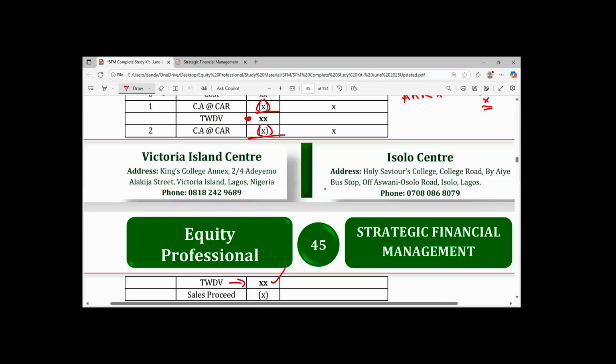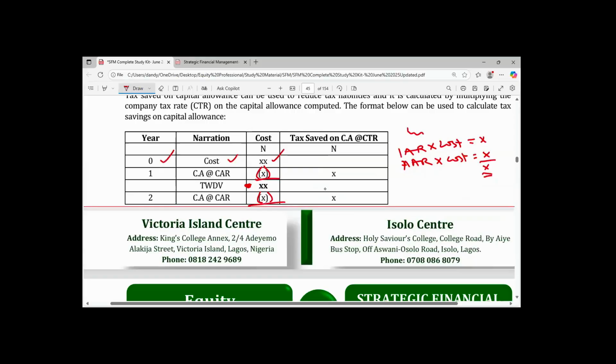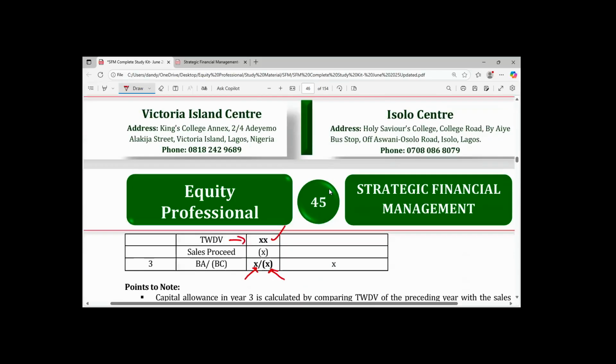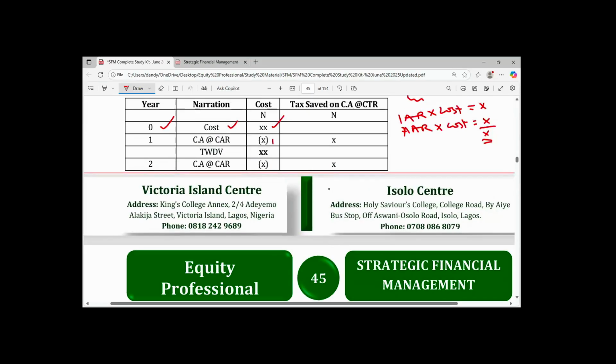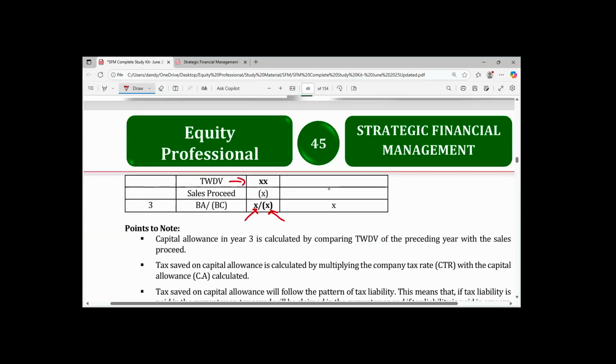Now, if I want to use capital allowance to reduce my tax liability, I will just pick all the capital allowance that I've computed. What are the capital allowance? This is the first year capital allowance. This is the second year capital allowance. And this is the third year capital allowance that I will use to reduce my tax liability. I will go and calculate my tax liability separately. I will bring out the profits. From the profits, I will less capital allowance. Then I will have taxable profit. On that taxable profit, I will apply the company tax rates. So that will give me the tax liability that I'm going to pay.